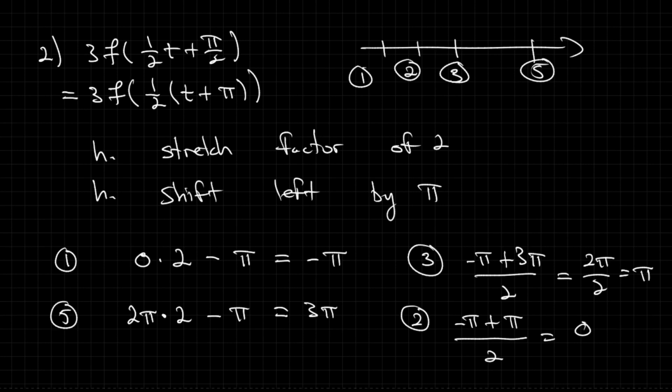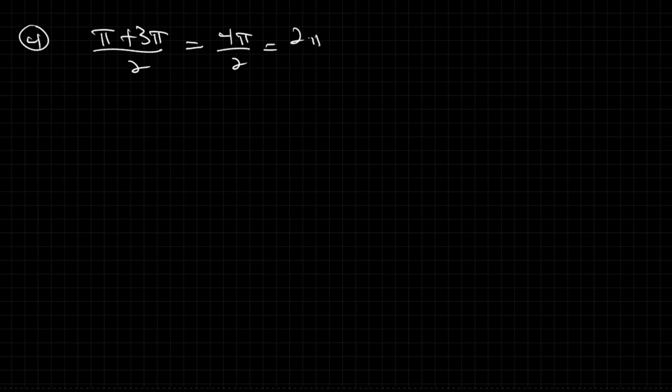And finally, to get my fourth coordinate, I need the average of the third and the fifth. So pi plus 3 pi divided by 2. That's 4 pi over 2, which is 2 pi.